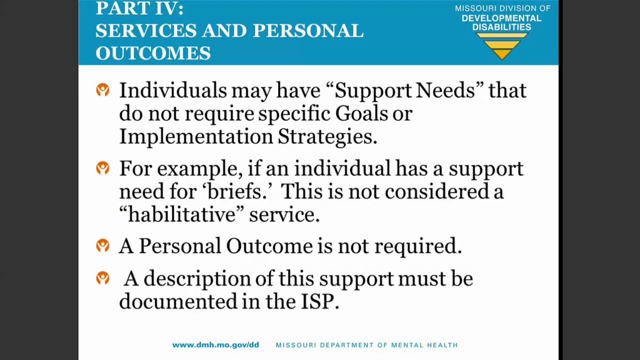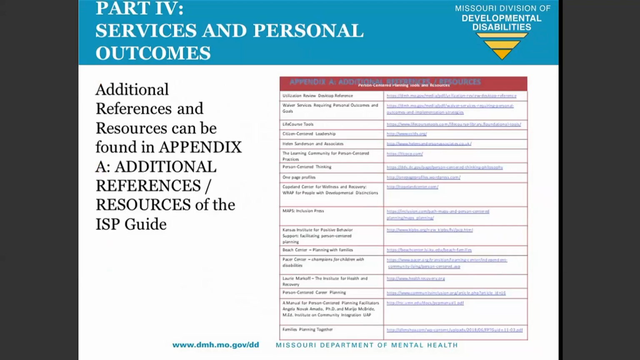Individuals may have support needs that do not require specific goals or implementation strategies. For example, if an individual has a support need for briefs, this is not considered a habilitative service. A personal outcome is not required. A description of this support must be documented in the ISP. For information on what services require or may need an outcome, see these resources. The ISP Guide provides a link to these documents.